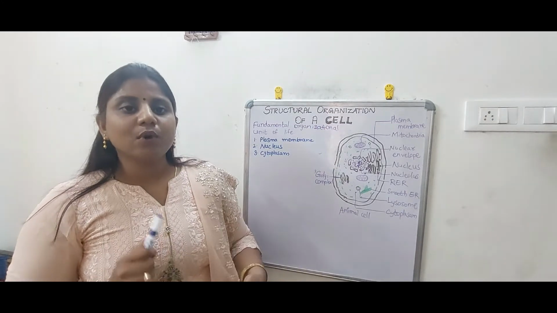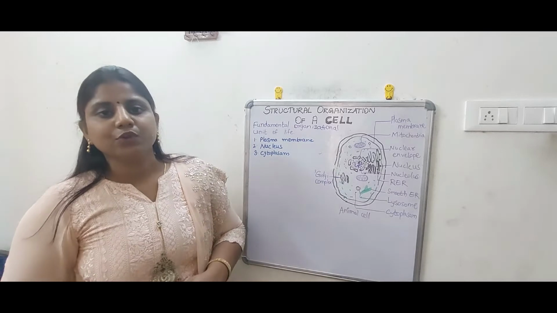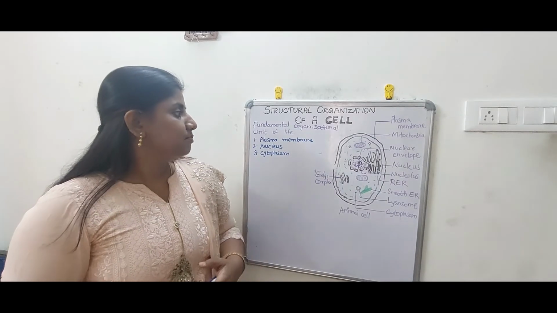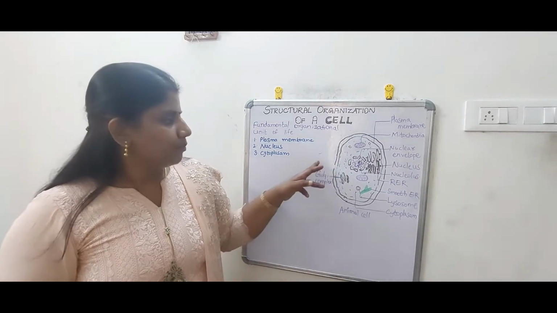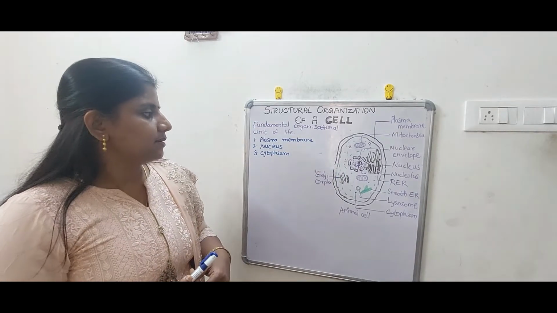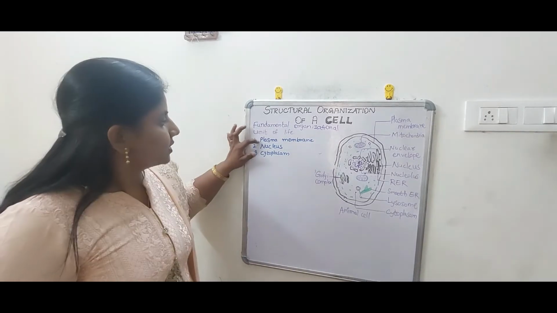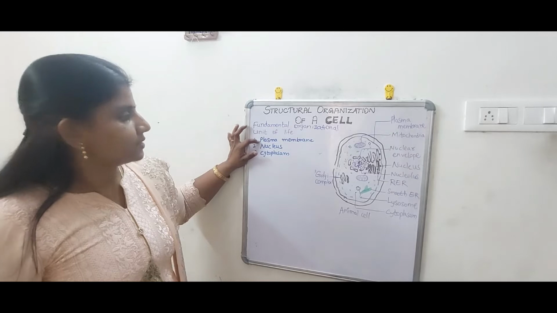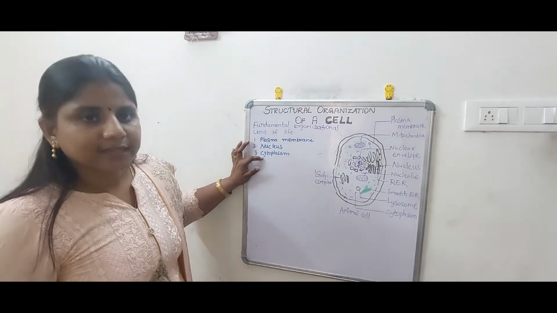So first of all, what is a cell? Cell is the fundamental organizational unit of life. I can tell that in a simple word. These cells are the building blocks of our body. When we see the cell in a microscope, we can prominently see three structures. One is plasma membrane or cell membrane, second one is nucleus, and third one is cytoplasm.